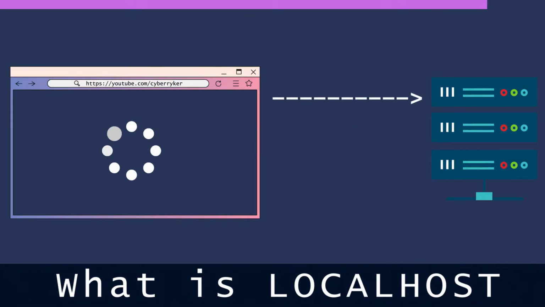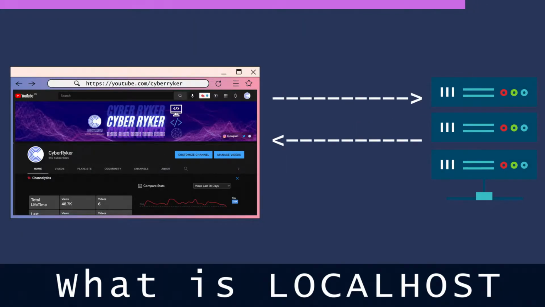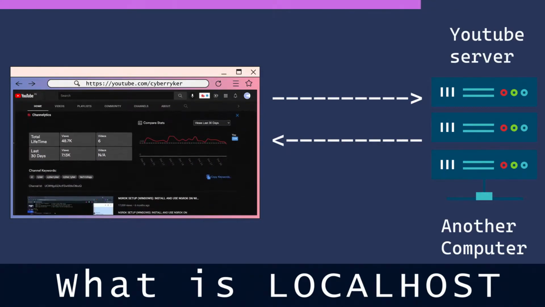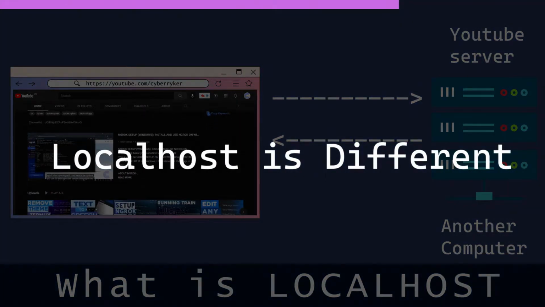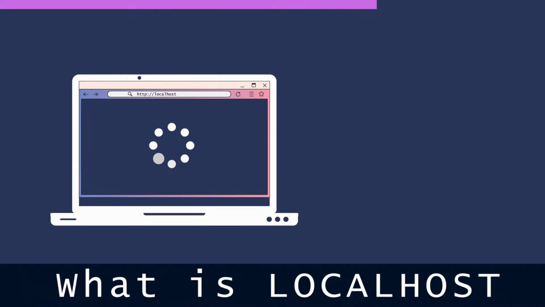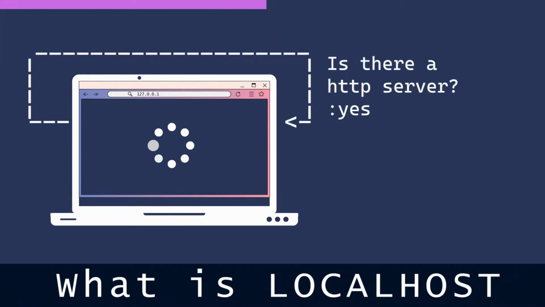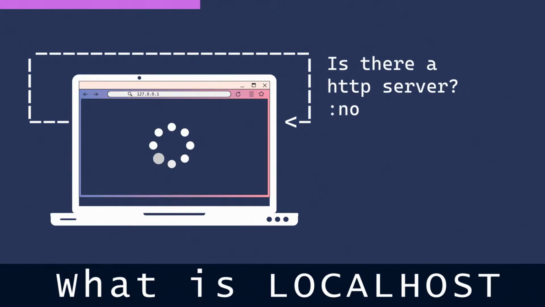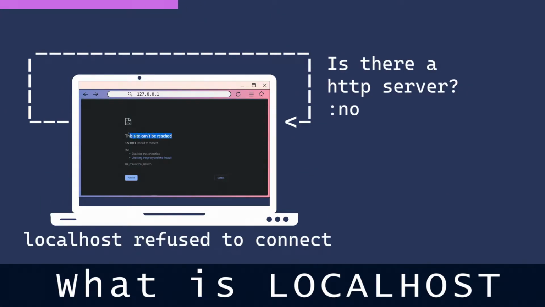Whenever you try to access YouTube through your browser by going to youtube.com, you are connecting to the YouTube server, meaning another computer, and getting data from that. But localhost is different. Whenever you try to access your localhost with a browser by going to localhost or 127.0.0.1, which is the default IP assigned to the localhost, you are actually trying to connect with your own computer. If an HTTP server runs on localhost, you can access it through your browser by going to 127.0.0.1 or localhost. Otherwise, you will get nothing on 127.0.0.1.